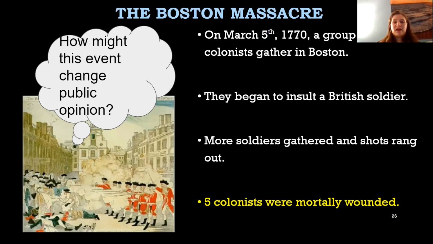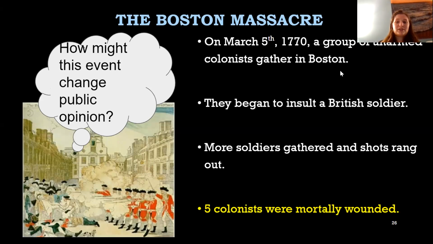One of the events that motivates a lot more of the colonists to be on board towards revolution is the Boston Massacre. This occurs in 1770 when a group of unarmed colonists began to insult a British soldier, and then more soldiers gathered and shots began to fire. 5 colonists died in this event.